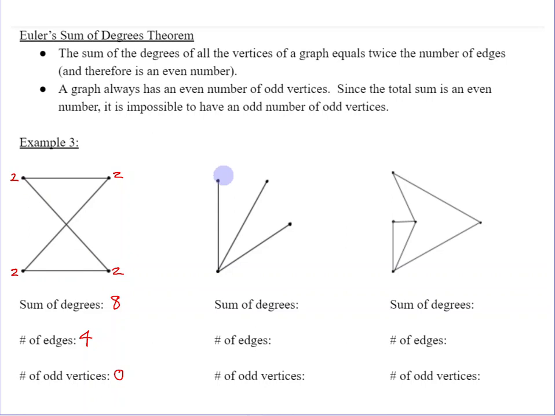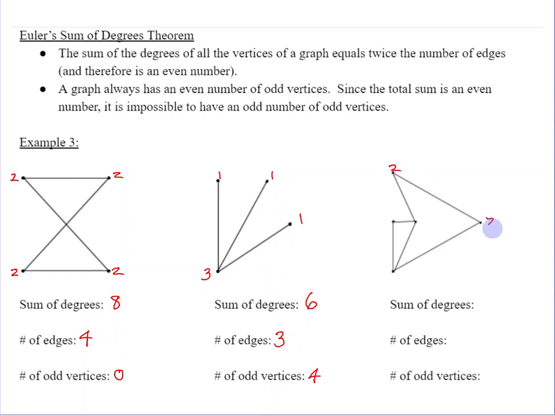Let's look at the next one. If we add up the degrees, 3 plus 1 plus 1 plus 1 is 6. Divide it by 2, we get that there are 3 edges, which there are. There are 3 lines in this graph. And we have 4 odd vertices.